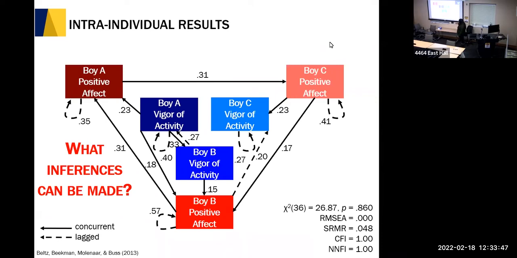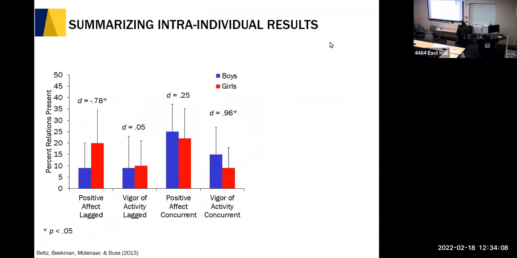The other thing you might notice here, and this is interesting, is that almost all of the other connections, especially between variables, are concurrent. This suggests that positive affect is increasing, for example, for boy A and boy C at the same time. It's not that they are influencing each other's play behaviors, but rather it's all happening at the same time instead of preceding one another.